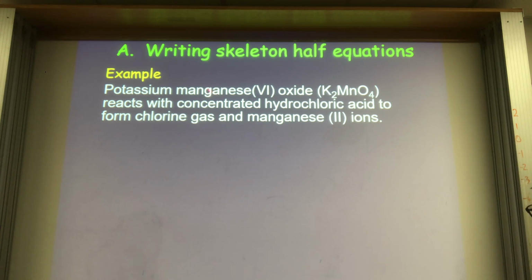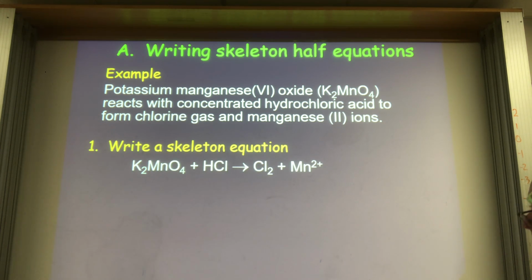So we're given the complicated ones. We've got K2MnO4 reacting with concentrated hydrochloric acid. Well, we know that's HCl, so that's our two reactants. K2MnO4 plus HCl gives chlorine gas, Cl2, plus just manganese ions, Mn2+. So we're just arranging the information into reactants and products and getting the formulas there.